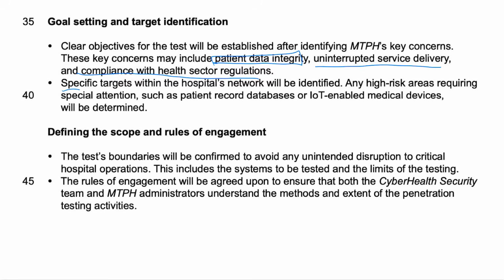We also talked about specific targets, and we did this more in terms of scope, but the hospital may be focusing on the patient record databases or medical devices for reasons we talked about before. So in this pre-engagement discussion, we're going to talk about specific targets, and that corresponds to the scope that we mentioned before. And test boundaries will be confirmed to avoid any unintended interruption. So this is like combining, I would say, scope and rules of engagement, but there may be certain areas that just can't be tested because they're so essential to the functionality of the hospital. And this needs to be discussed in the pre-engagement interactions.